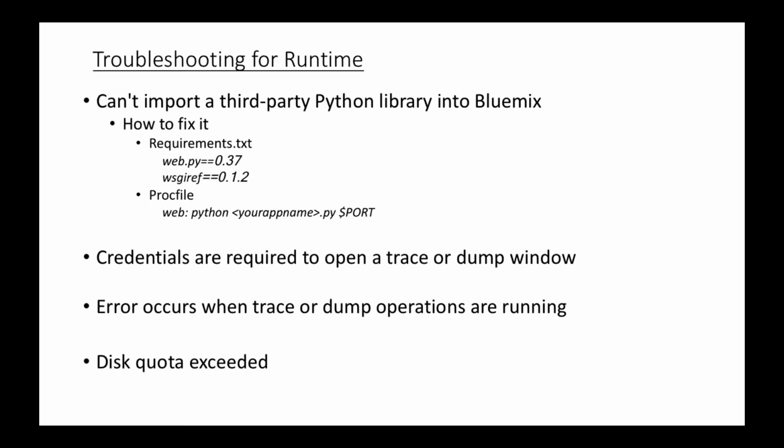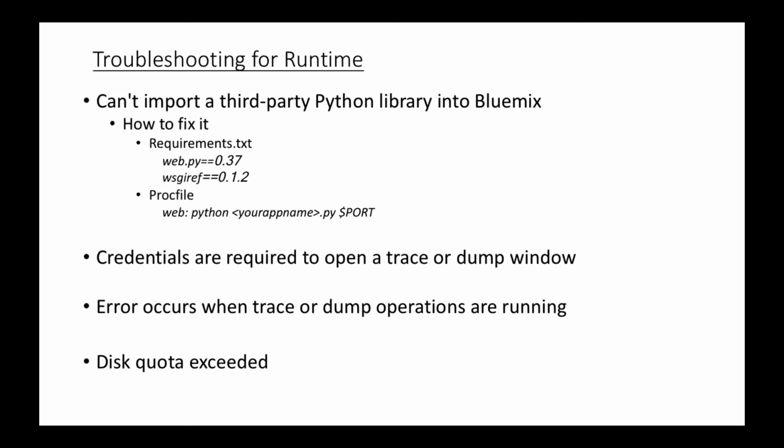So why is it happening? Because the configuration information for the Python app is missing. So how do you fix it? You can add a requirements.txt file and a Procfile to the root directory of your Python app. The requirements.txt file specifies the library packages that are required for the Python app and also the versions of the packages. For example, here in the requirements.txt file, web.py is 0.37, which indicates the version of the web.py library.